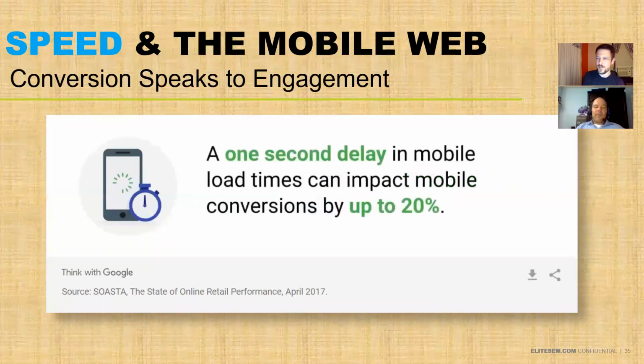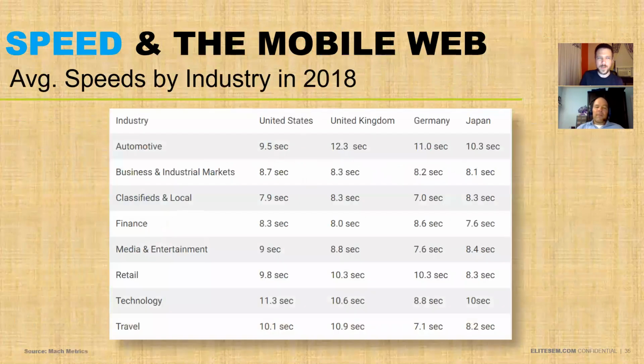Conversely, if you have a 15-second average load, a 1 second delay in your load time can impact conversions by up to 20%. From what speed are we talking about? Well, here are our average speeds across the industries, from automotive down to travel. Media and entertainment in the United Kingdom and Germany are among the fastest. But for finance and retail, you're at 8 to 9 seconds on average. This is according to Google and Mock Metrics.